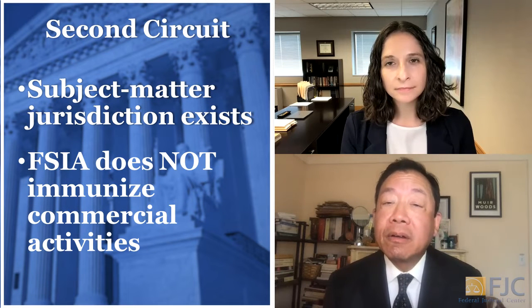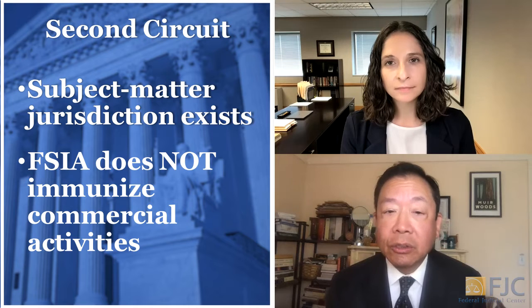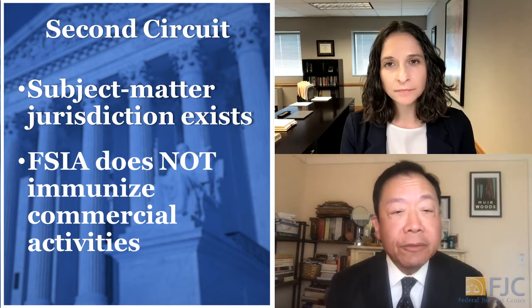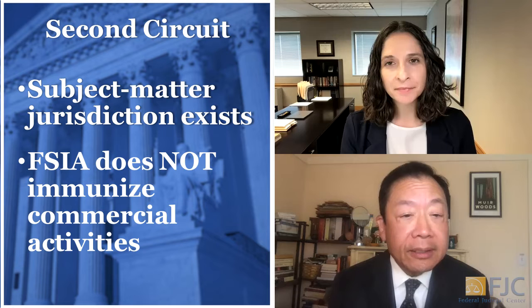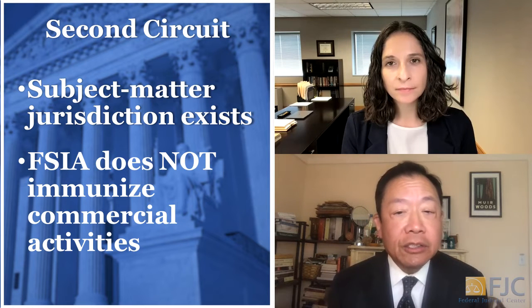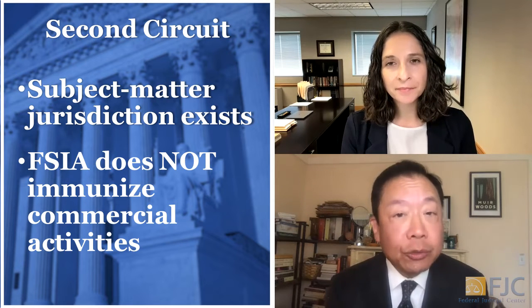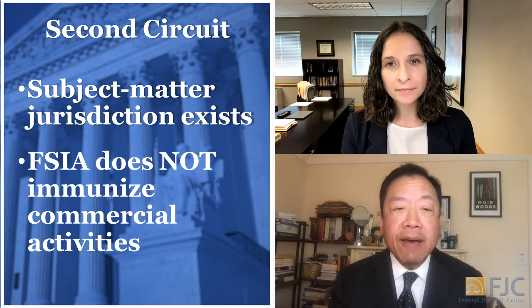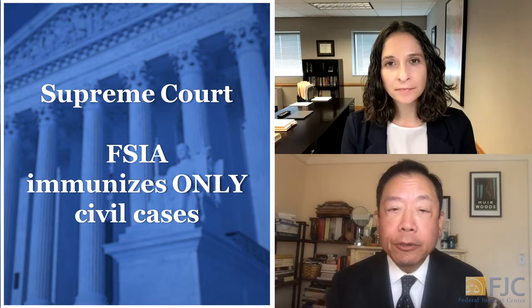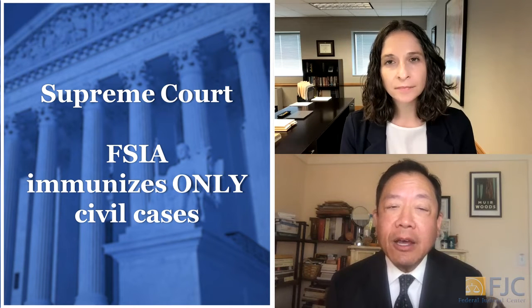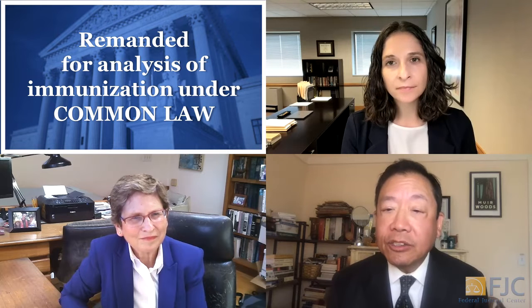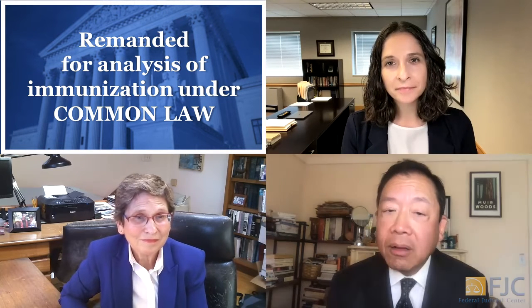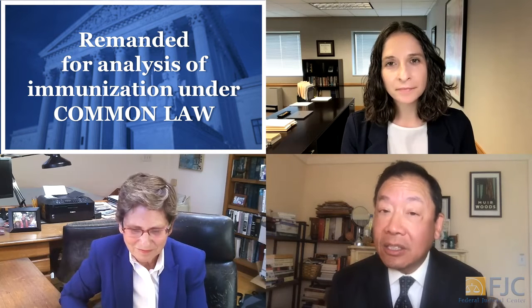The Second Circuit found that jurisdiction did exist under Section 3231. It further assumed, for the sake of argument, that FSIA generally provides immunity to instrumentalities of foreign states from criminal prosecution, but that FSIA does not immunize such entities with regard to commercial activities, as was true in this case. The Supreme Court, per Justice Kavanaugh, found that the district court had proper jurisdiction, but held that FSIA only covers civil cases, not criminal cases. And then, importantly, the court remanded the case to the lower courts to investigate whether common law might provide sovereign immunity, even though FSIA does not.